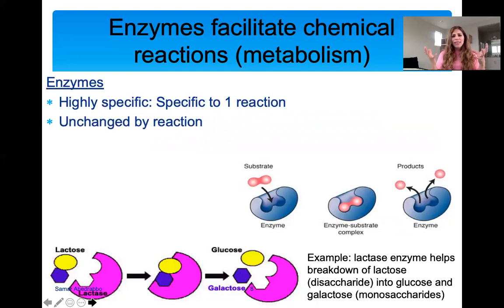So enzymes, what they do is basically they bring all the components together that need to do the reaction, and then the reaction happens. So the enzyme is unchanged in the whole reaction. It's not degraded, nothing happens to it. The enzyme will combine with the substrate to form an enzyme substrate complex, and then the products will be formed. So for example, lactase, this enzyme, will break down lactose. So lactose is the substrate into two sugars, glucose and galactose.